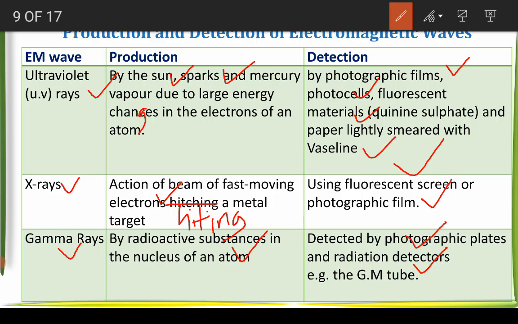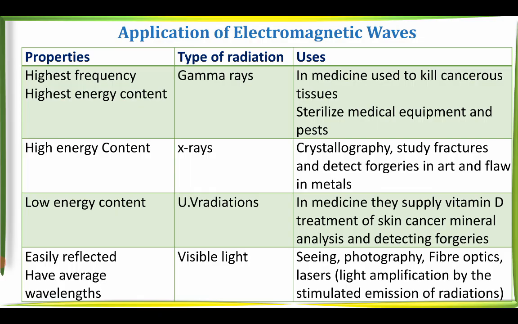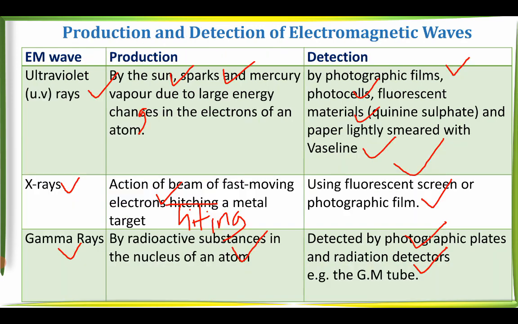For now, I would like to leave you here. We've looked at the electromagnetic spectrum, electromagnetic waves and their properties, and then production and detection of electromagnetic waves. When we meet next time, we are going to look at the applications of electromagnetic waves. So far, I would like to stop here.